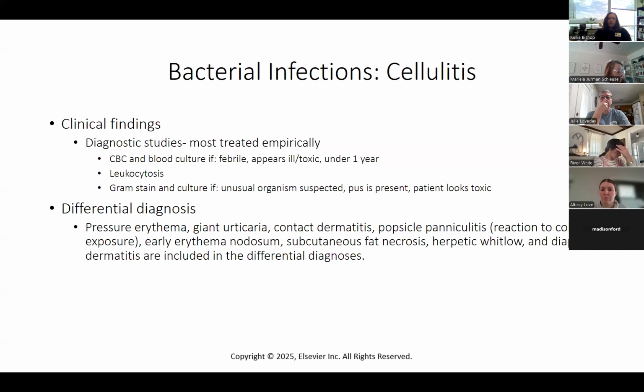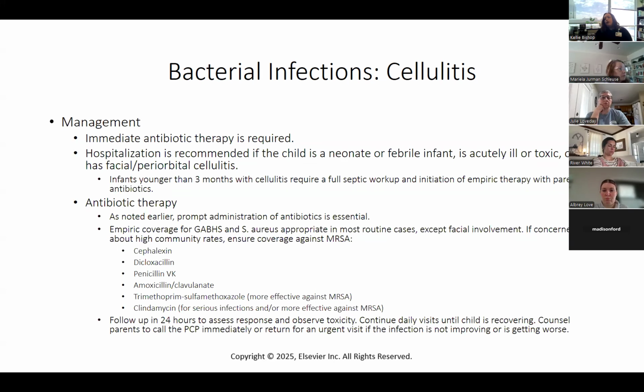Then gram staining and culture. If you suspect something that is not consistent with one of the more common strains, if their history or presentation is unusual, and they have pus that you're able to culture, then you do want to do that, or if they look toxic. They need immediate antibiotic therapy.